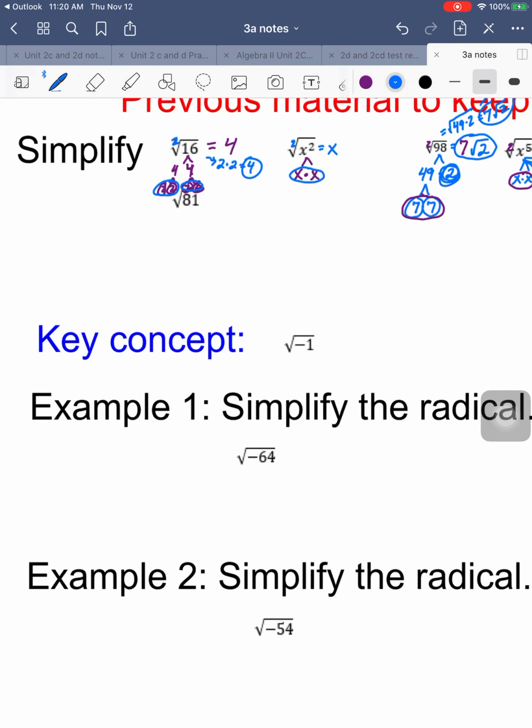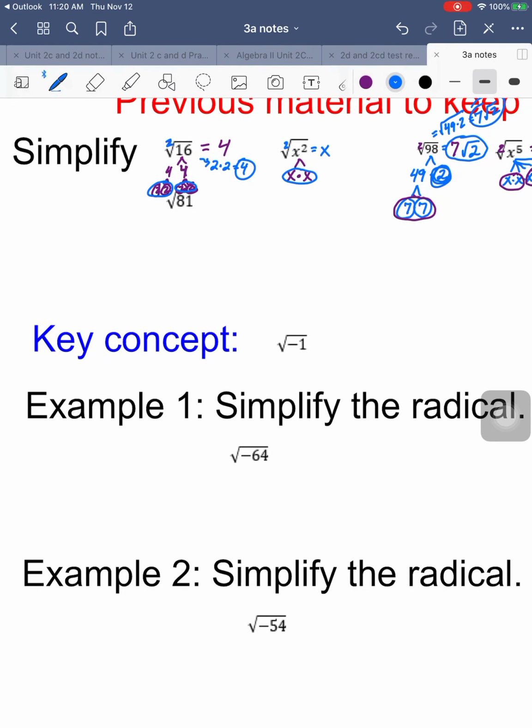All right, so that's previous material. There's one thing I'm really going to add to this, and that's the square root of -1. If you do that in your calculator, it's going to give you a non-real answer. Well, there's things called imaginaries. So anytime you get the square root of -1, we're just going to represent it as i. Anytime you see a square root of -1, you can just rewrite that as i. Like pi is a number, 3.141592, but we just write pi. So square root of -1 is i.